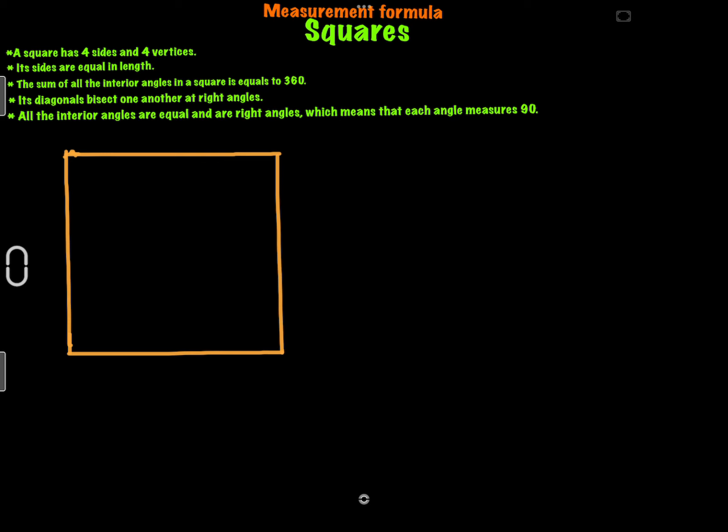Suppose you are to consider the following square with side angles A, B, C, D. As we are given the properties of squares, those 5 properties, the first one, as indicated, denotes that a square has 4 sides and 4 vertices.